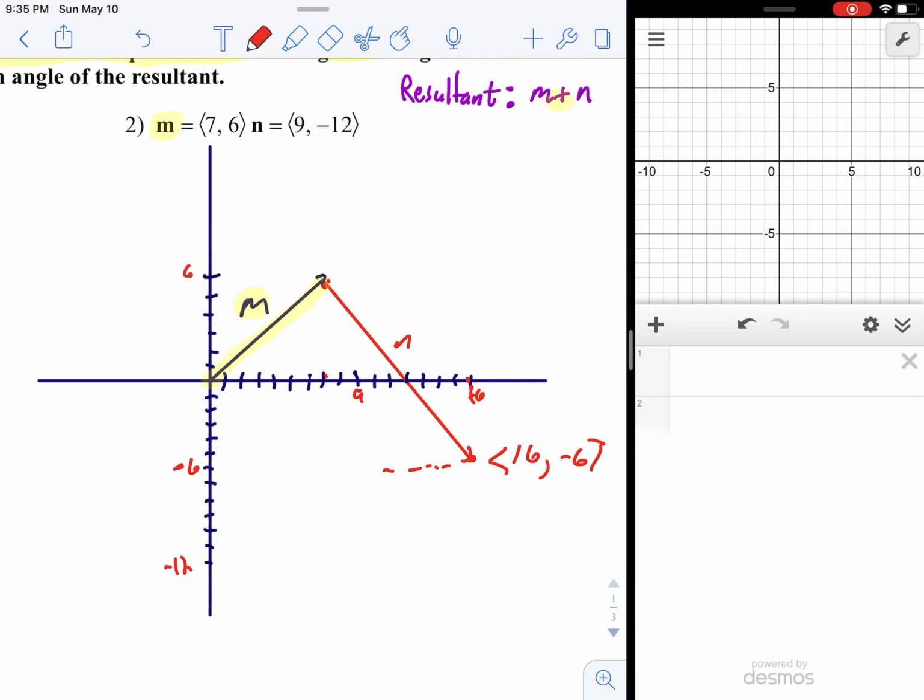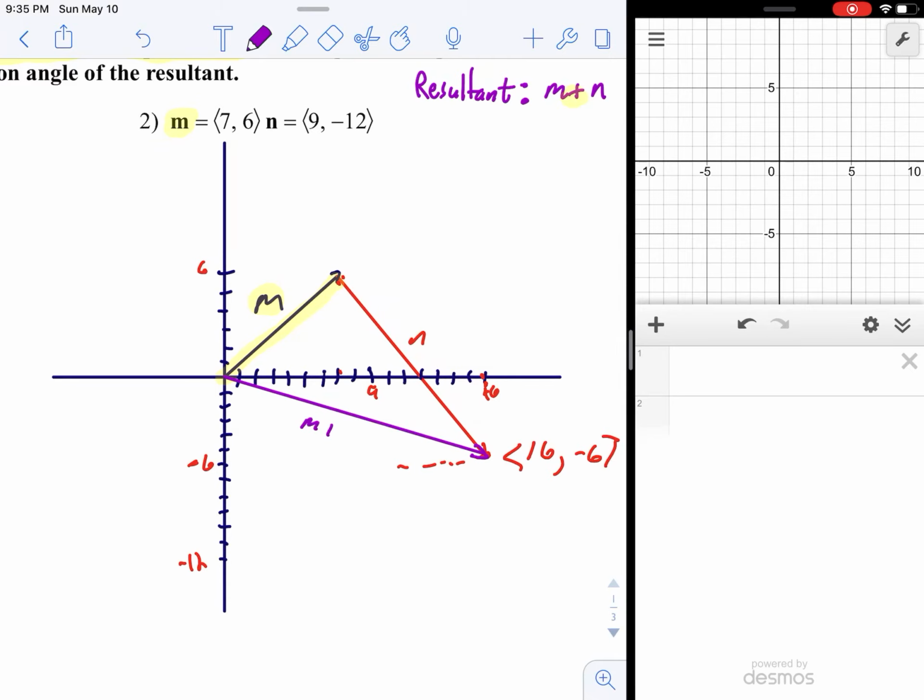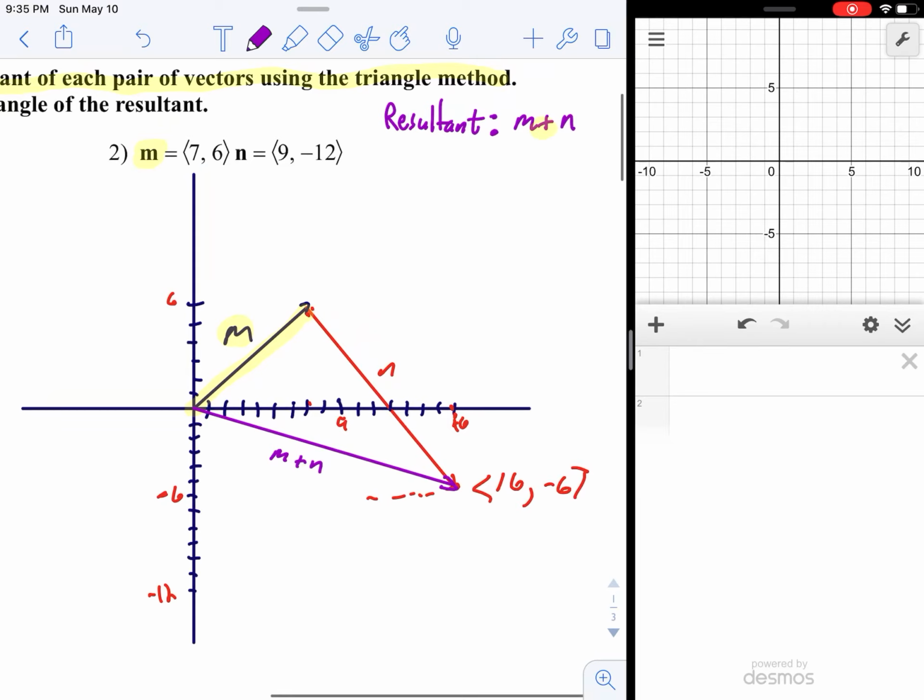All right, I'm going to erase some of this clutter that I've drawn in. The resultant, I'll draw in purple, because, you know, red and blue makes purple. The resultant is from the beginning point of the first vector to the end point of the second vector. So this purple is m plus n. That's the resultant. Now, the triangle diagram is what you see there. Clearly, it looks like a triangle. It's normally done without graph paper. You can do a rough sketch without graph paper, and a rough sketch is good enough. That's totally fine with me.